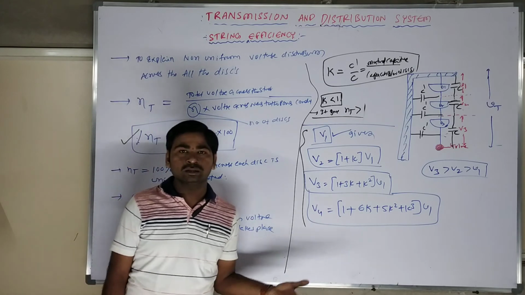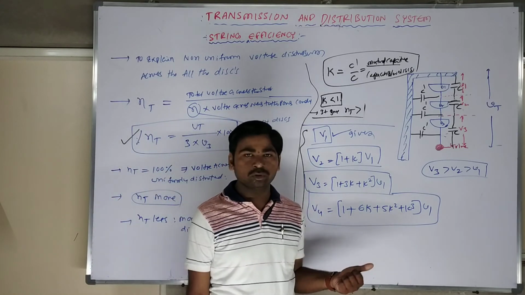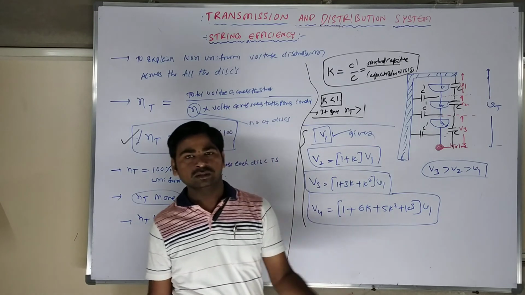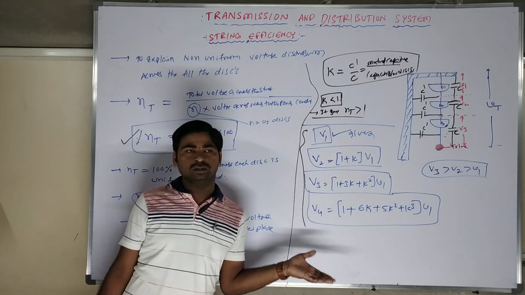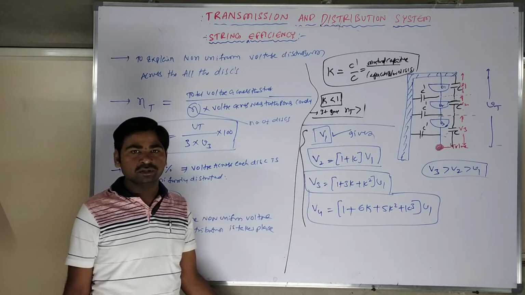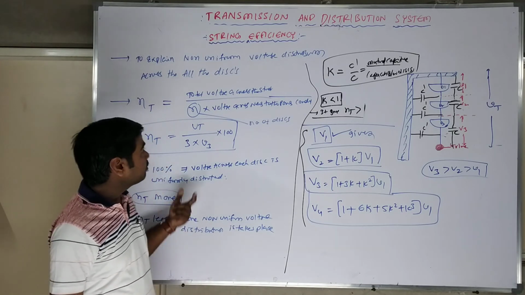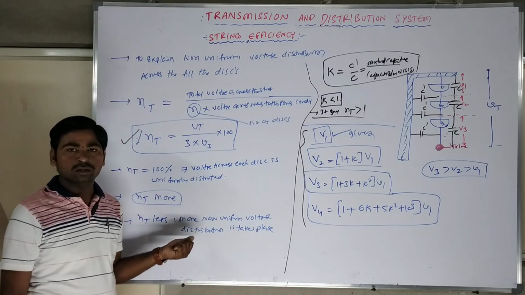So to increase the string efficiency, we have some methods. The methods to improve the string efficiency we will discuss in the next classes. Generally, the string efficiency is very low if you use the same material and same disks. To improve it, we have methods, which I will discuss in the next classes. I hope you are understanding this.